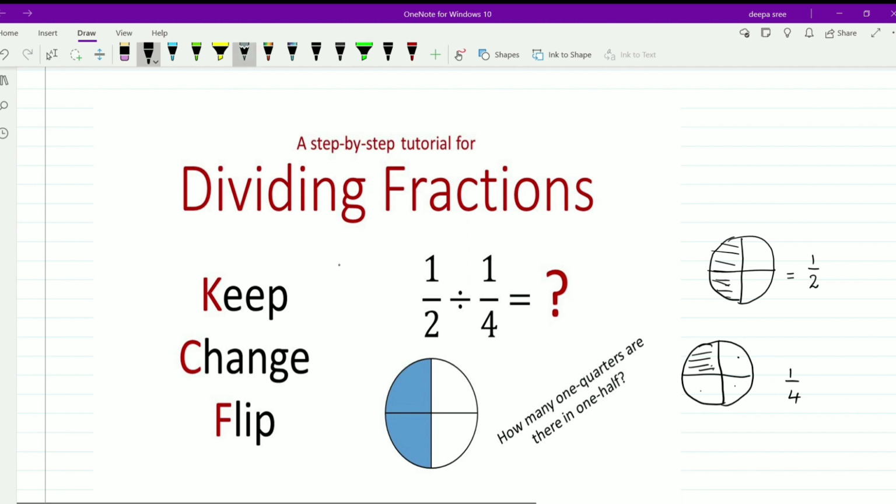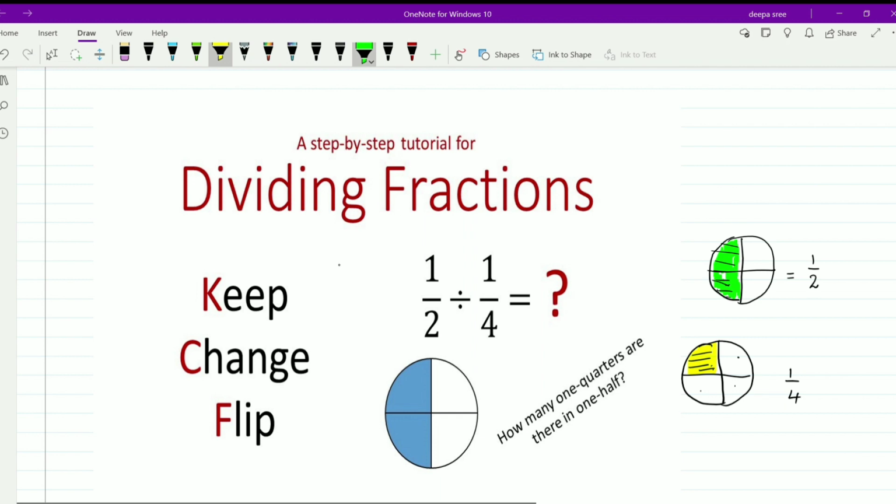Here I will shade with some other color. You can see I am shading yellow here. How many times will this yellow shaded part fit in the first figure, that is the 1 by 2 fraction? I will shade it with green color so that it will be easy for you to identify the division of fractions by using pictures. The first fraction is 1 by 2 and the second fraction is 1 by 4.